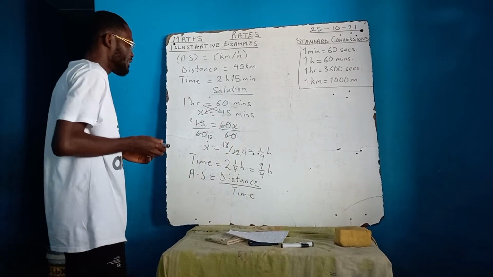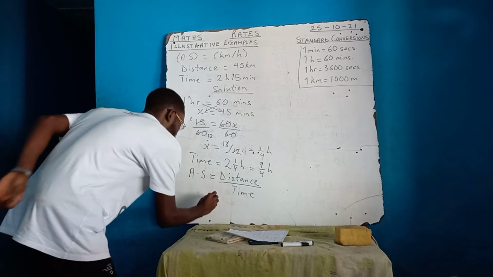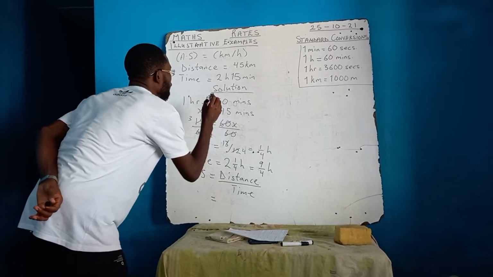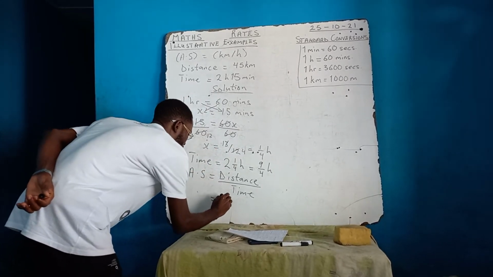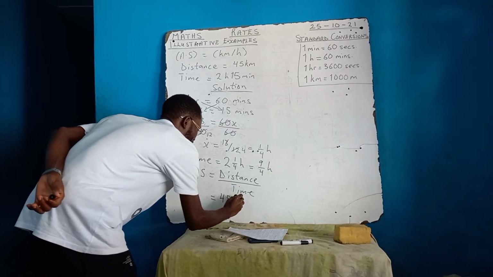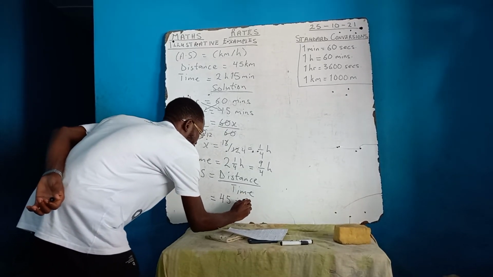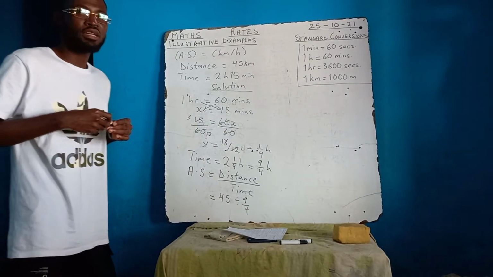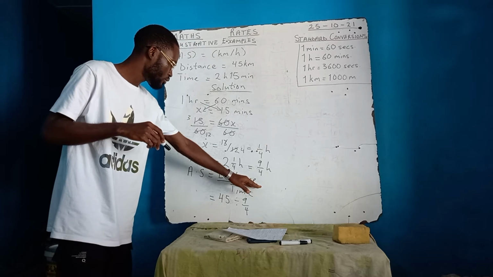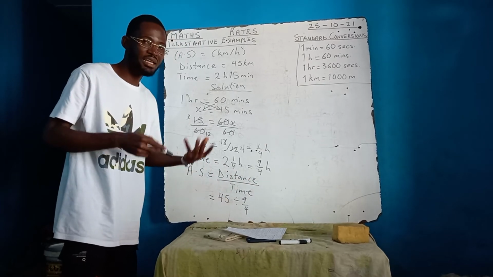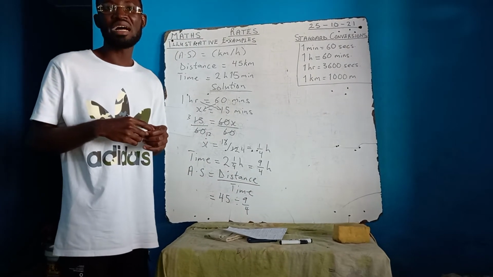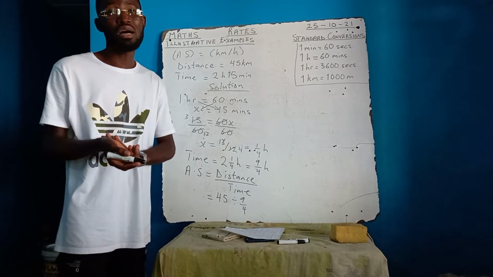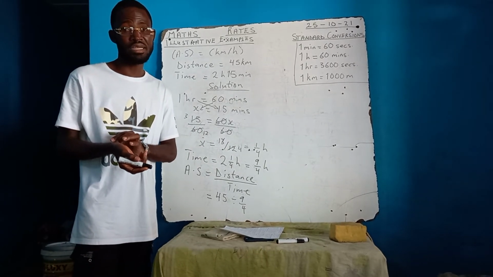And substituting our values, we are going to have our distance is 45 kilometers divided by our time, that is 9/4 hours. Most of the time I try to switch the pair to division, especially when we are having our time to be in fraction, so as not to confuse my students out there.